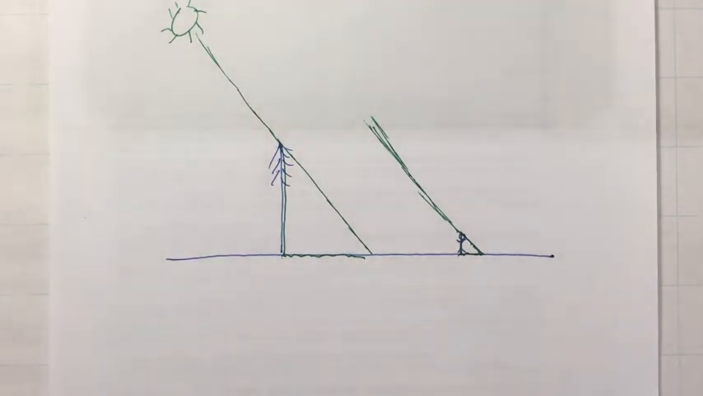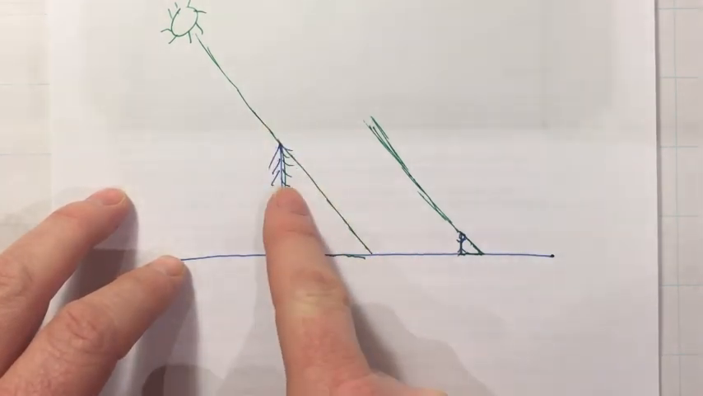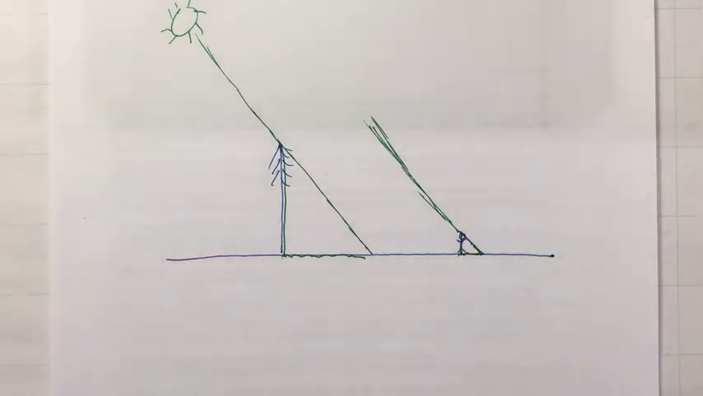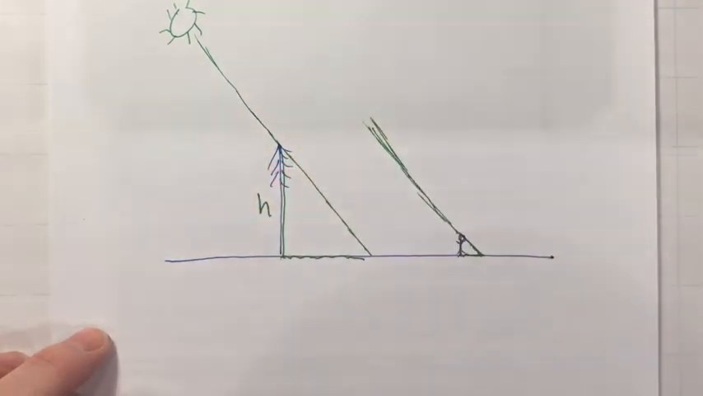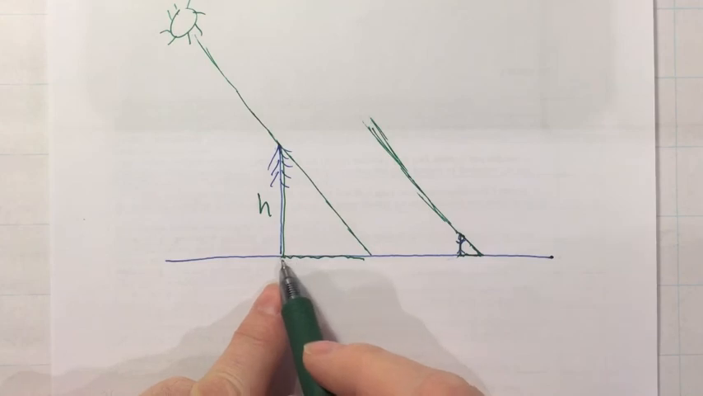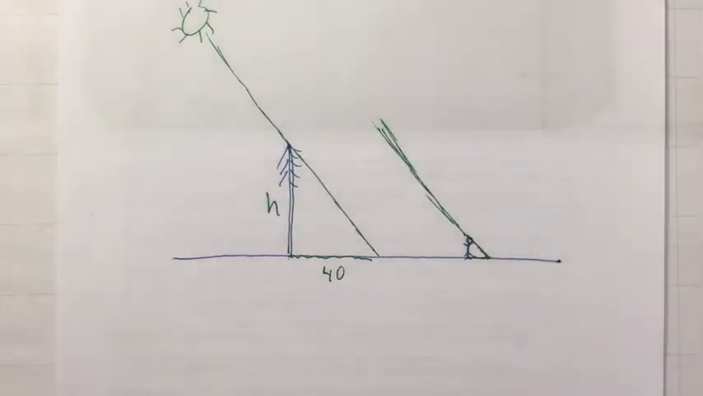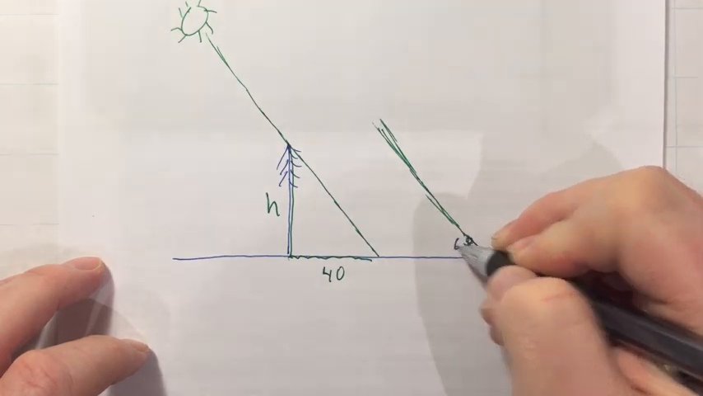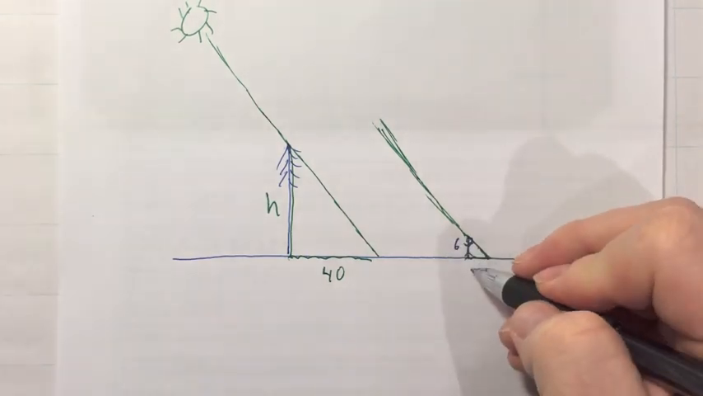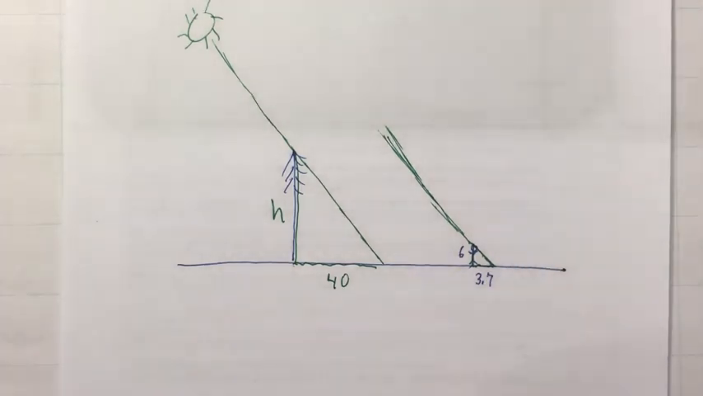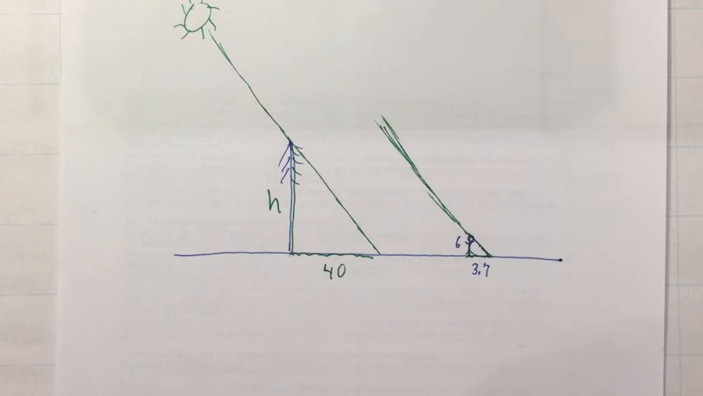Alright, so we've got a similar triangle here formed by the ray of the sun, the shadow, and the tree, with me, my shadow, and the rays of the sun. So what are we trying to figure out? That's how tall the tree is. So let's put an H there for the height. And let's say that we measured this shadow and it was 40 feet long. Well, I know how tall I am. I'm 6 feet tall. And then we could measure my shadow, and let's say my shadow was 3.7 feet long.